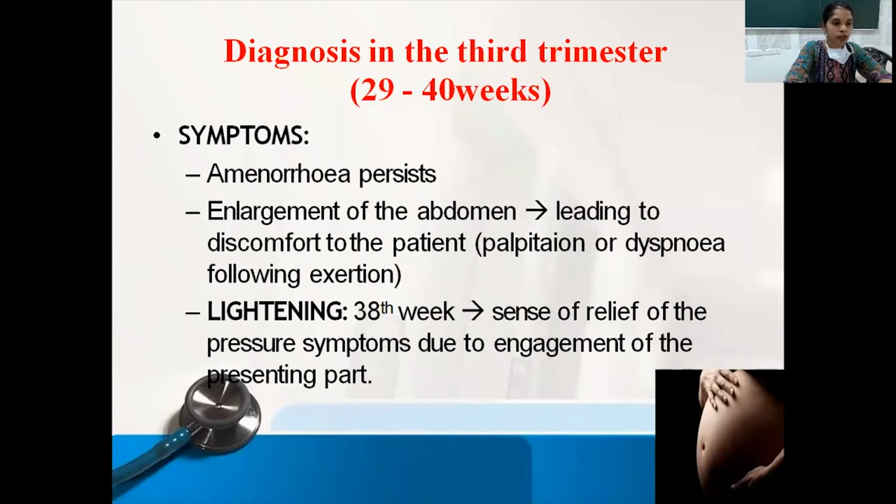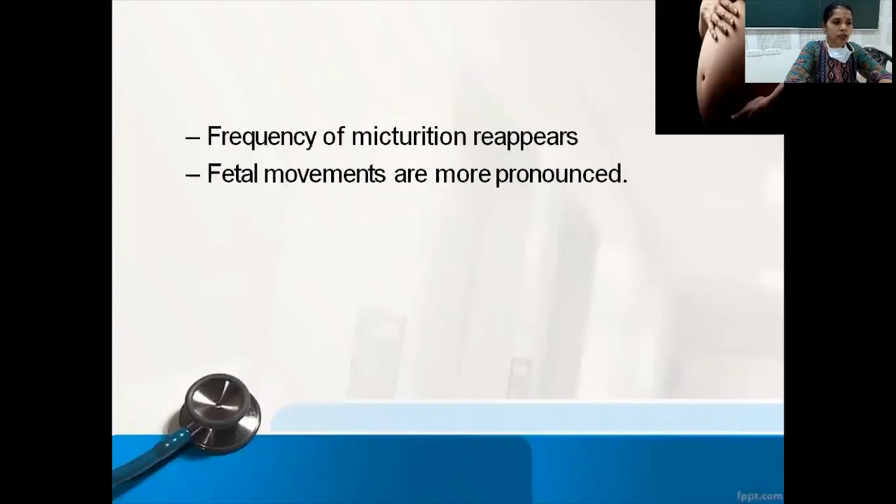Enlargement of the abdomen leading to discomfort of the patient. Palpitation or dyspnea following exertion. Lightening. Once the uterus enlarges, after the 38th week there is a sense of relief of the pressure symptoms due to engagement of the presenting part. And the frequency of micturition reappears because the head is engaged. Once the fetus grows, the head comes down as the uterus is preparing for the delivery.